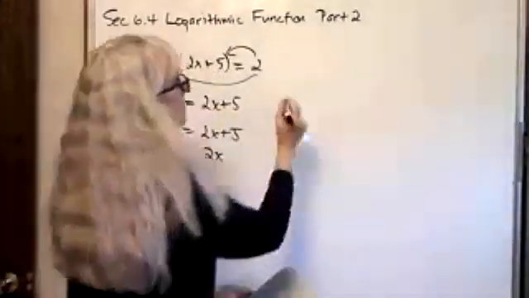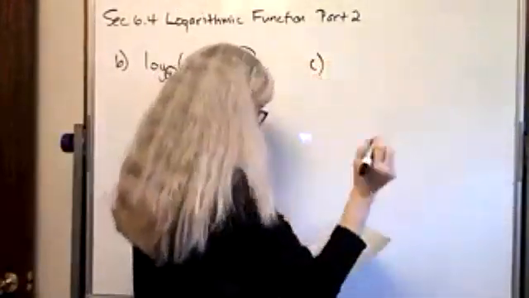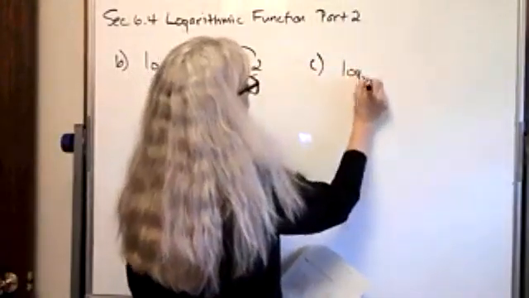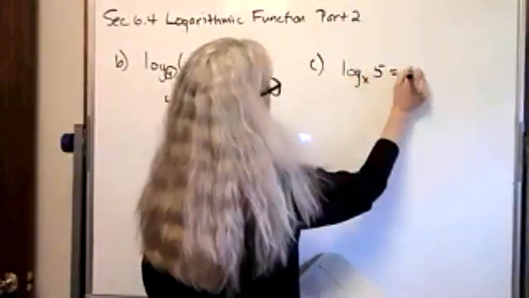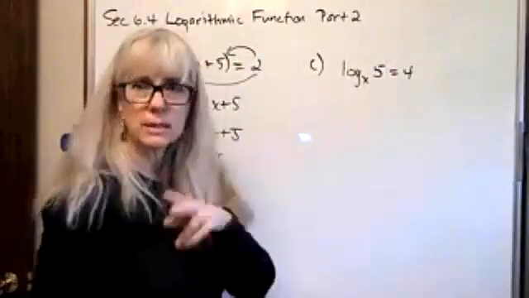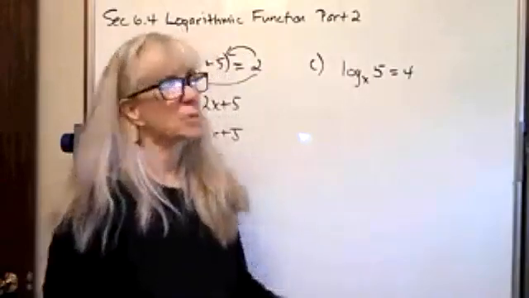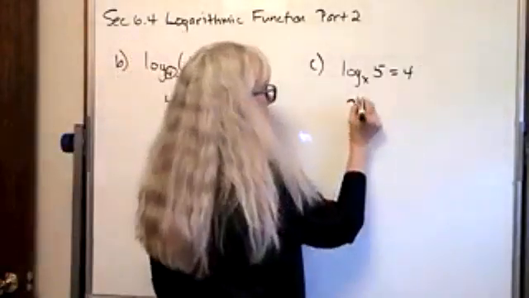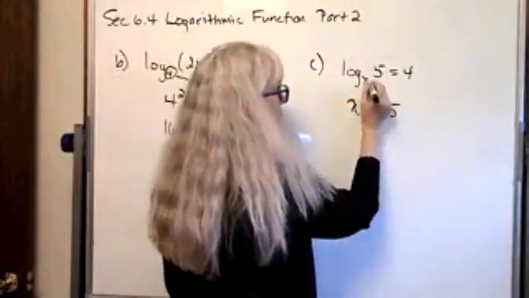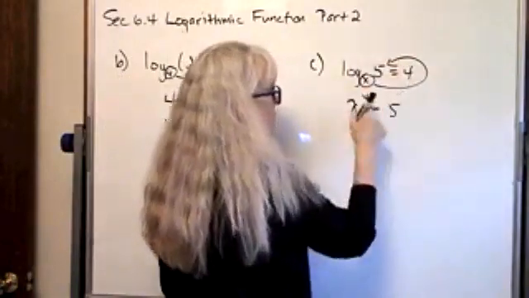Example C says log base x of 5 is equal to 4. So same exact thing. Notice this time the variable x is sitting there as a base. That's okay, it doesn't matter. We can still switch forms. So this would be x to the 4th power is equal to 5. Again, there's our base going around. So x to the 4th power equals 5.